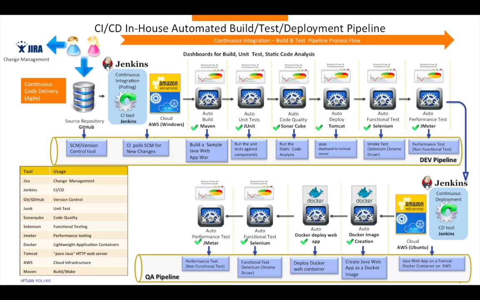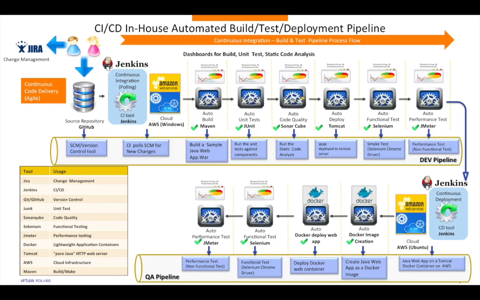As you can see at the top left, the developer begins to modify the source code once they have a defect assigned to them. The defect is recorded in Jira, which is the change management tool that we use here. And once the source code changes are checked into the GitHub central repository, Jenkins, which keeps polling, will detect the change automatically. Jenkins will then invoke Maven to compile the source code, and once the source code compilation is successful, it will perform the unit tests followed by the static code analysis. Once these tests pass, a WAR file is created which is then deployed onto the Tomcat server automatically.